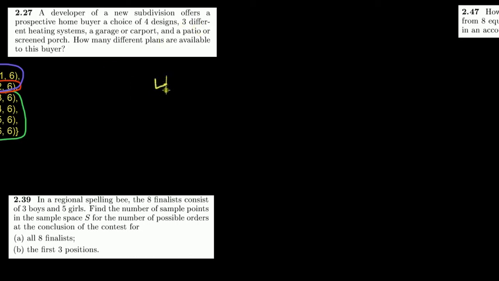Okay, so we have 4 designs times 3 different heating systems times either a garage or carport times patio or screen porch. That's 2 things, patio or screen porch. So the total number of possible plans from this buyer would be 48 different plans. Okay? All right.